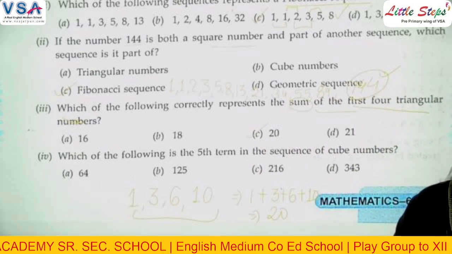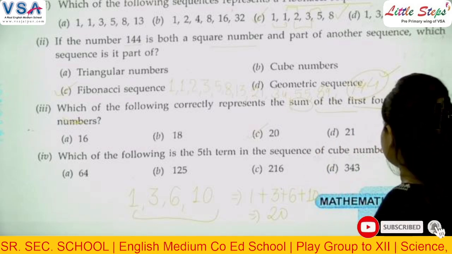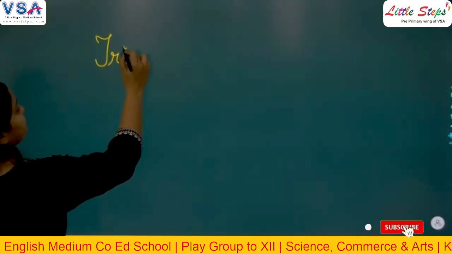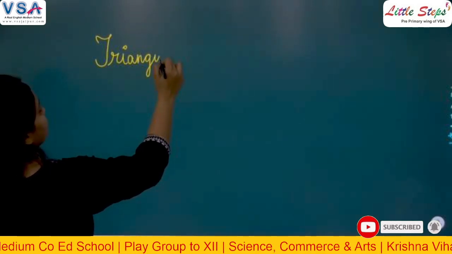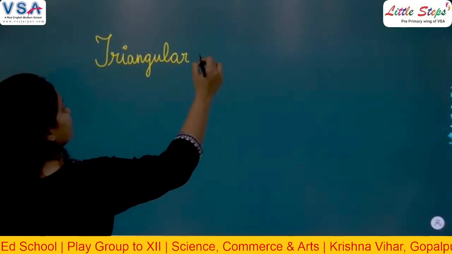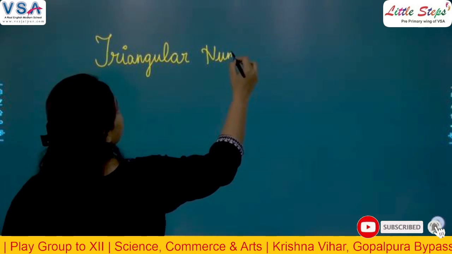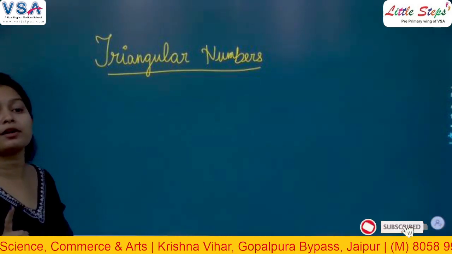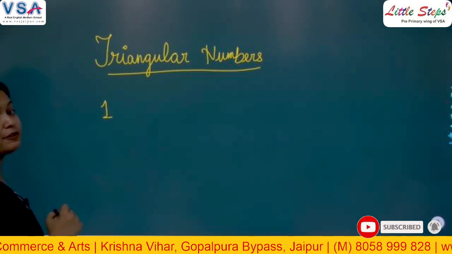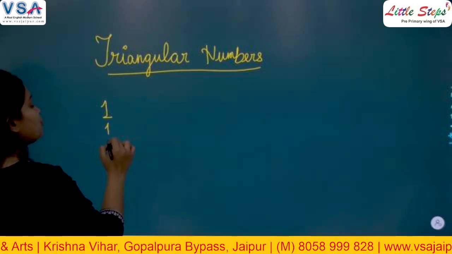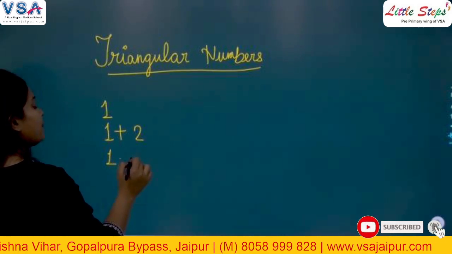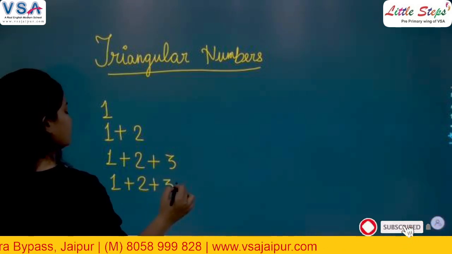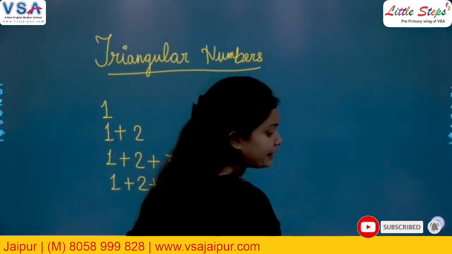I told you how to find triangular numbers. Look over here, everyone. How to find out triangular numbers? 1. Then after that we have to add 1 plus 2. Then next 1 plus 2 plus 3. Then next, and so on we have to continue. We will get triangular numbers.